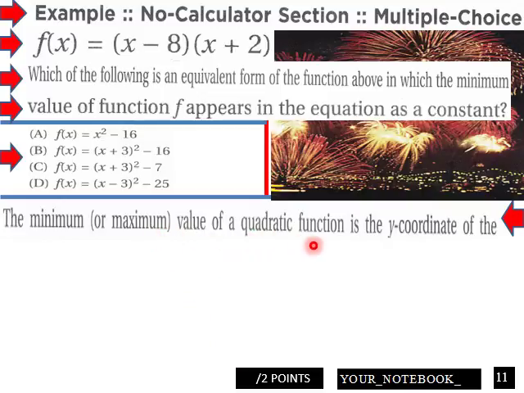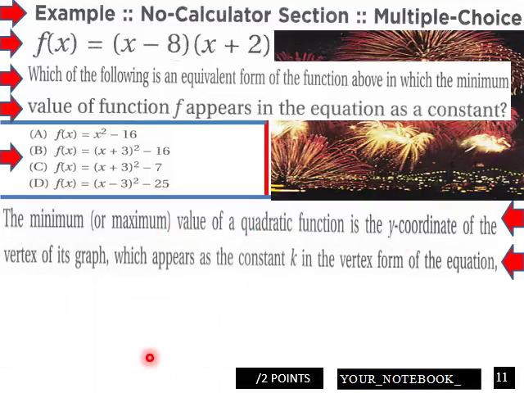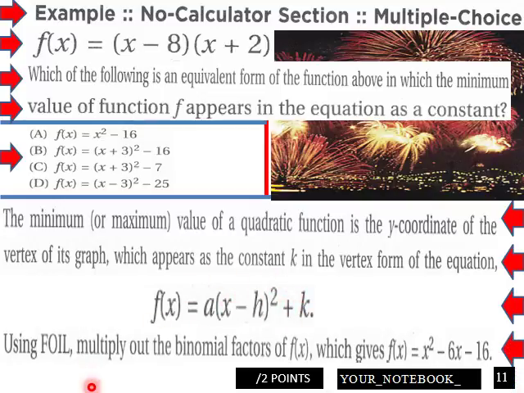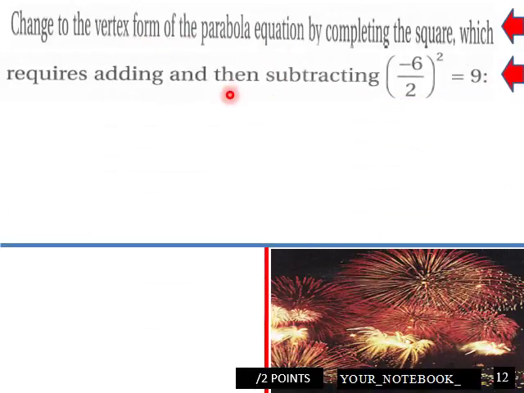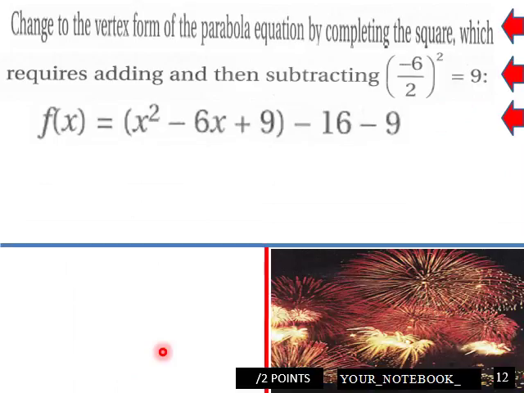The min or max value of a quadratic is the y-coordinate of the vertex of the graph, which appears as a constant k in the vertex form of the equation. So here, this is vertex form of a quadratic. Using FOIL, multiply out the binomial factors of f of x, which gives f of x equals x squared minus 6x minus 16. So we go up into here, change to the vertex form of a parabola by completing the square, which requires adding and then subtracting -6/2 squared, which equals 9.